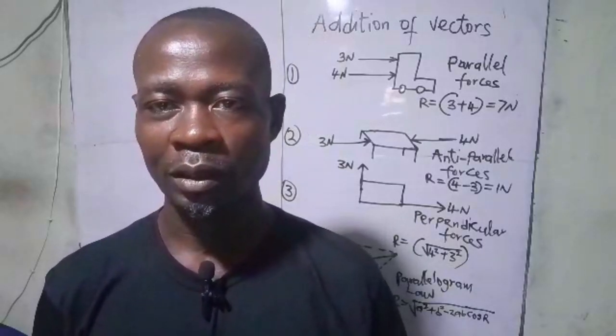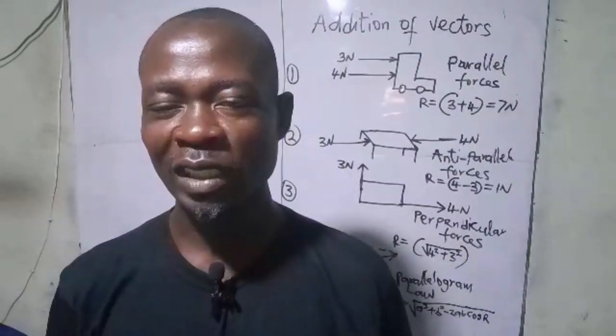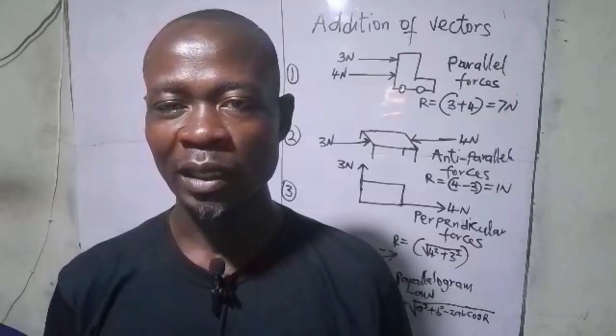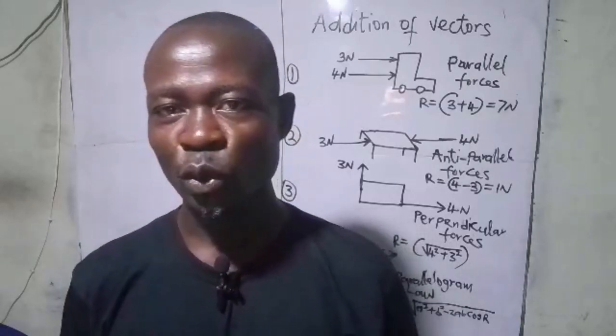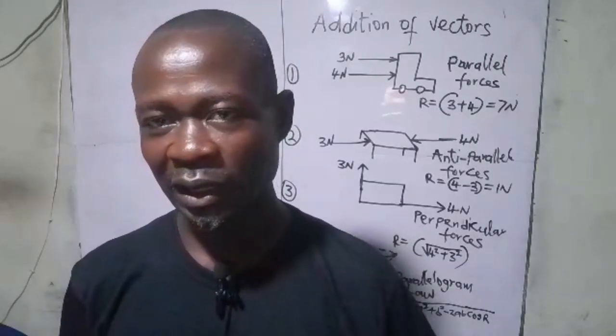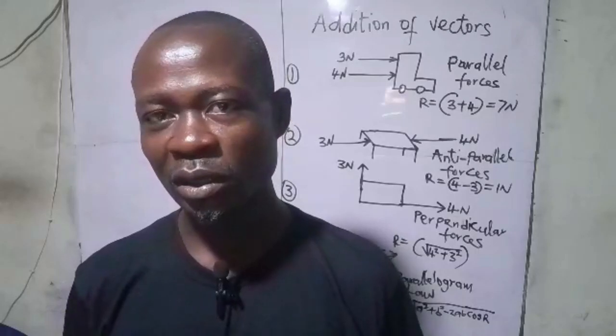Okay, we are going to be looking at how we can compound vectors here. By compounding vectors, we mean how we can sum vectors, add two vectors acting on a body. So we are going to look at that in several ways.